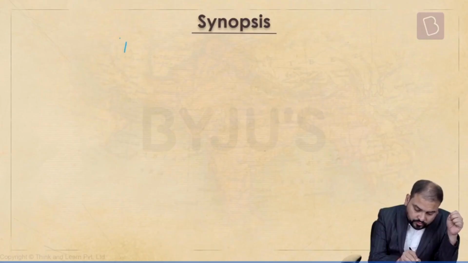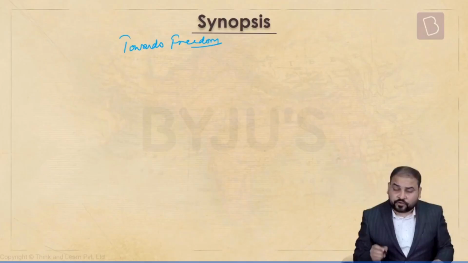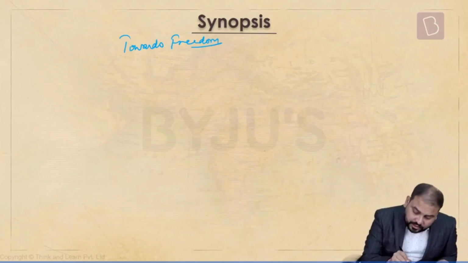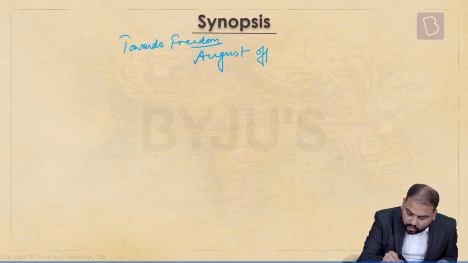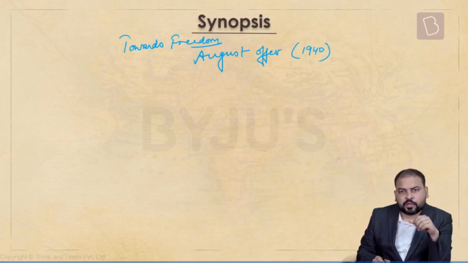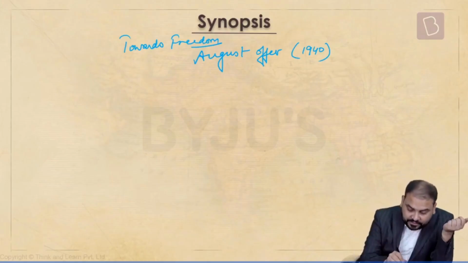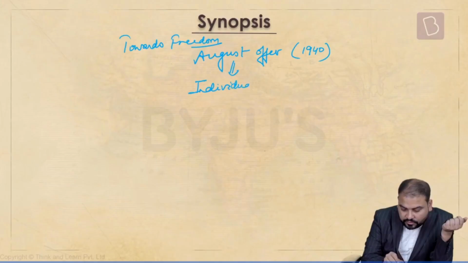Now, the last part will be towards freedom, where you will see that the government, in order to get our support, will offer us the August Offer in August 1940. We will reject it, and instead we will launch individual satyagraha.